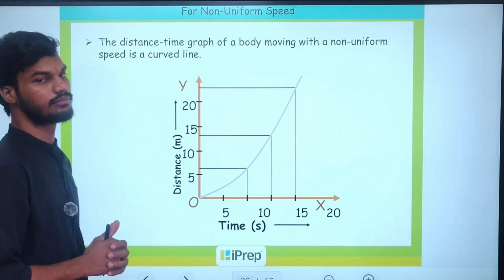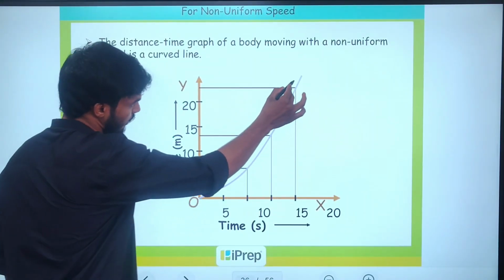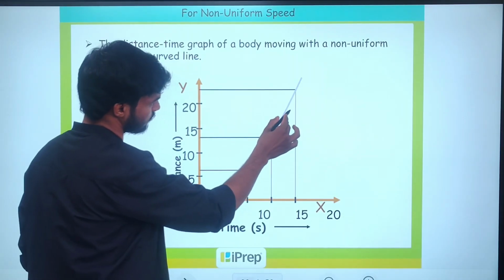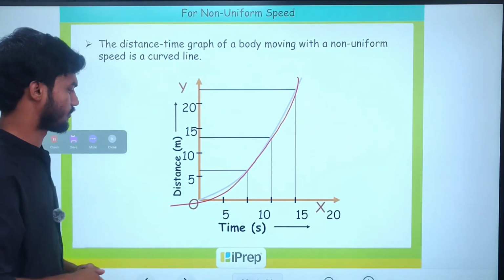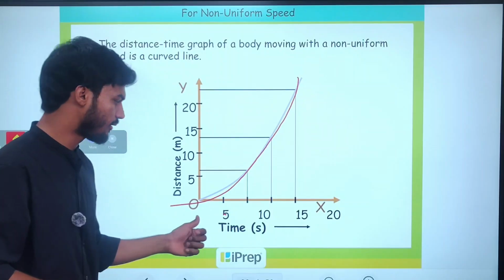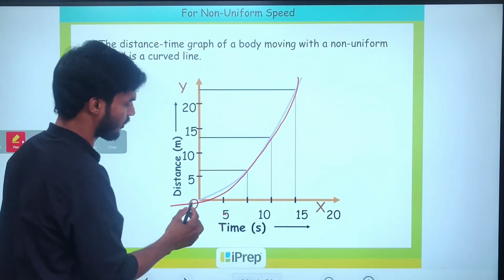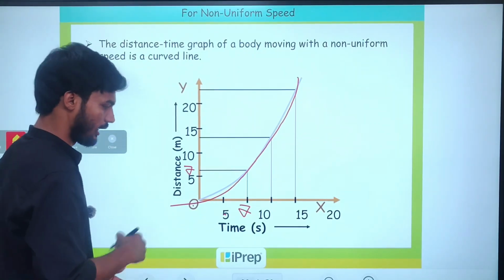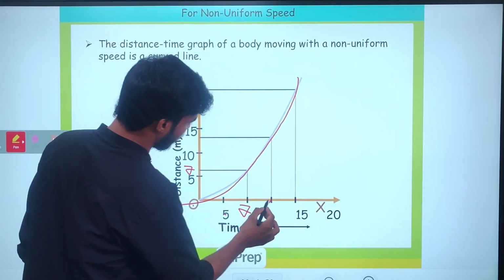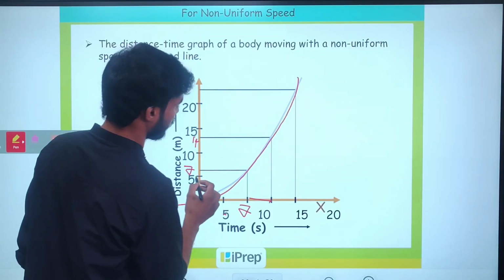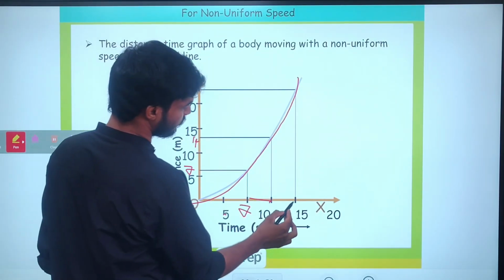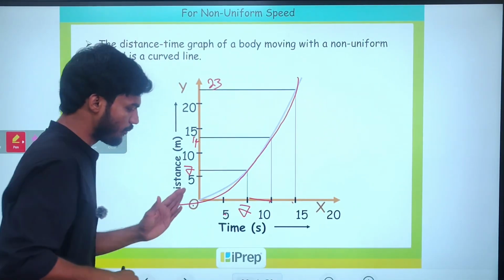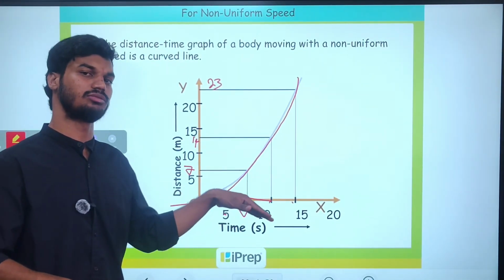Next, non-uniform motion. In non-uniform motion, the line will be a curved path. Look here, the line is in the form of a curved path. From 0 to 10 seconds, it moved about 7 meters. In the next interval, from 7 to 14. And in the next 15 seconds, it moved to 23. Simply, with respect to time, the distance changed unevenly.